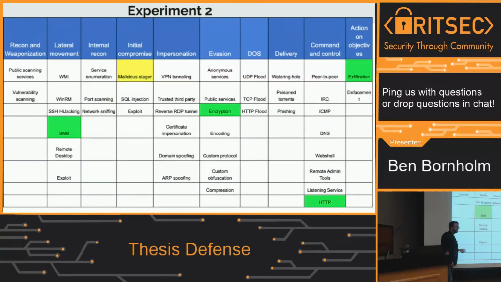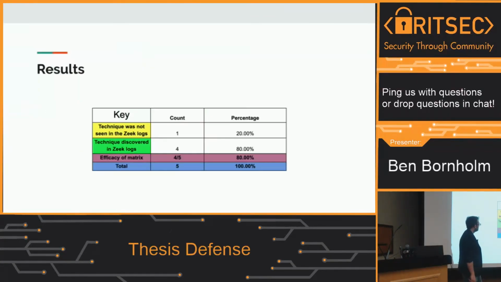For experiment 2, it's really simple. We only had 5 different techniques that were going to be emulated through the Scythe platform. And out of those 5 techniques, there was only 1 that we couldn't detect. So all the other ones we did detect. So a simpler key here is showing that we were 8% effective with our matrix at detecting APT3.